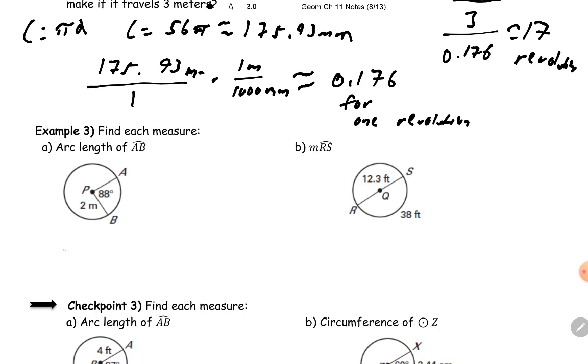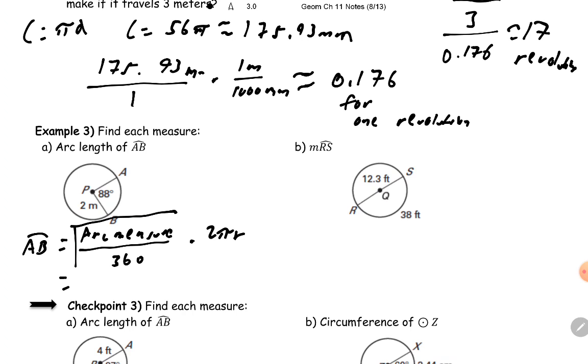So remember, arc length is equal to the arc measure divided by 360 times 2 pi r, which is the circumference.